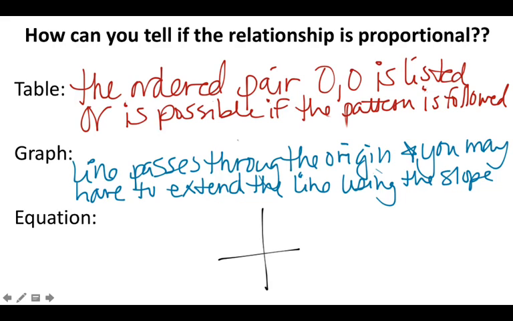So if I had a line like this, and I'm not even going to be perfect, but if I had a line right here, no, it doesn't go through the origin the way it looks right now. However, if I were to follow my slope pattern, look at that, it would extend through. So just because it doesn't show you right off the bat doesn't mean it doesn't go through. Same thing like with the table. Just because you didn't see 0, 0 on the table doesn't mean 0, 0 is not an option.